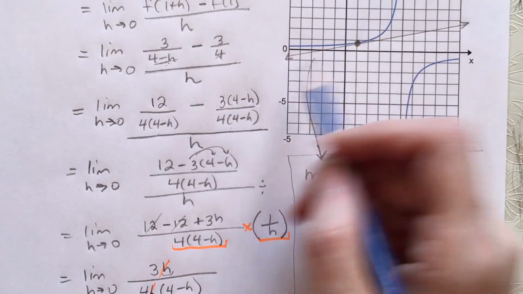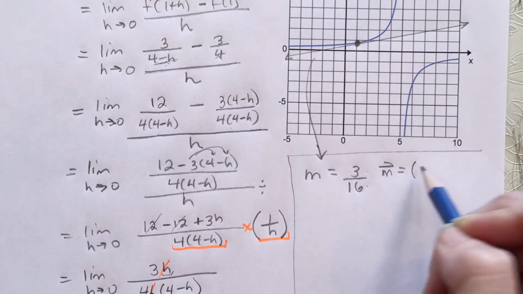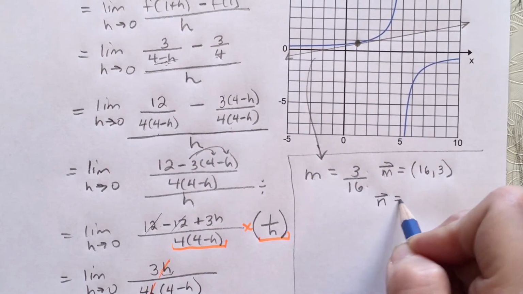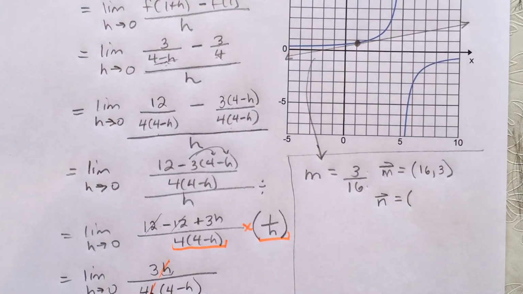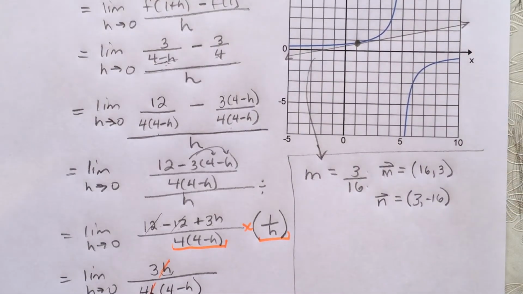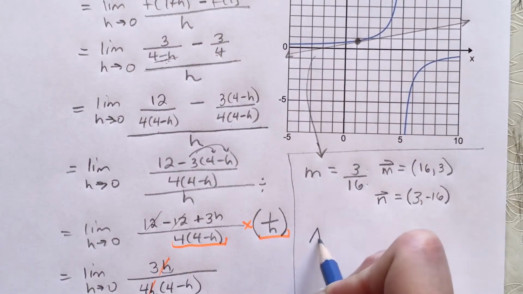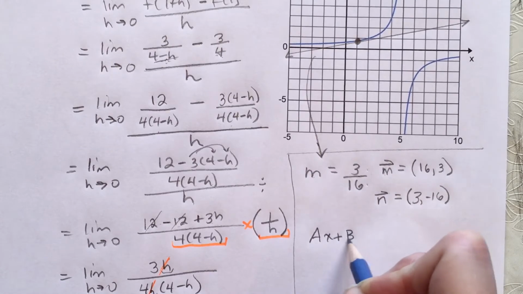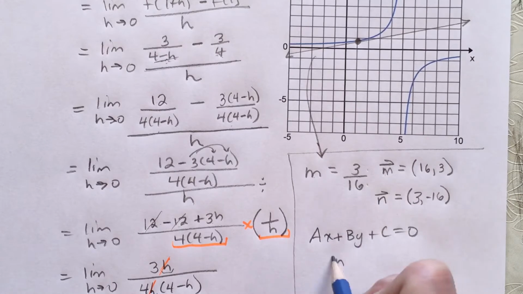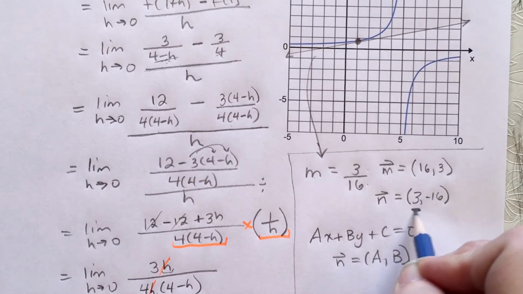So the direction vector of that line would actually be, because this is change in y over change in x, 16, 3. Which means that the normal to the line, which we know we need for standard or scalar form, would be 3, negative 16. So now all of a sudden, I know that in scalar form, it's ax plus by plus c equals 0, where the normal to the line is the a coefficient and the b coefficient, which I just determined here.